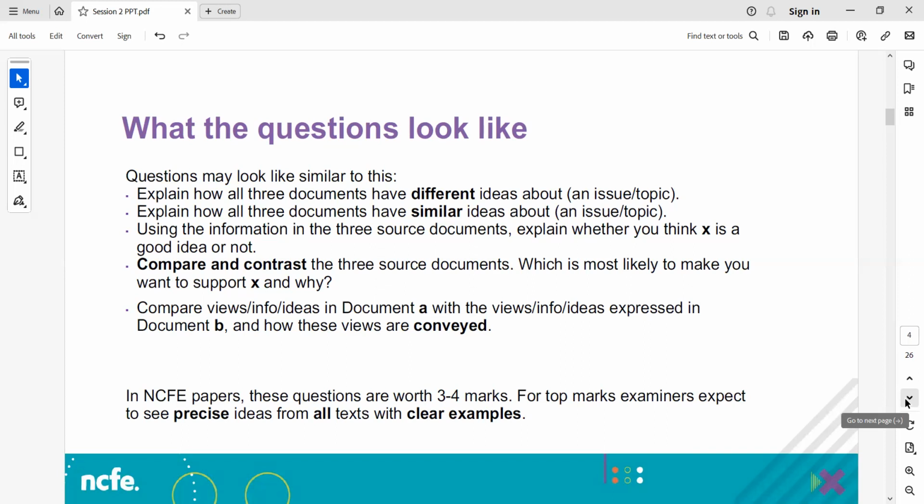Compare views, information or ideas in document A with the views, information or ideas expressed in document B, and how these views are conveyed. These questions are worth 3 to 4 marks, and in order to achieve the top marks, the examiner would expect your answer to include precise ideas using all the texts and giving examples. So we're going to have a look at how to do that.